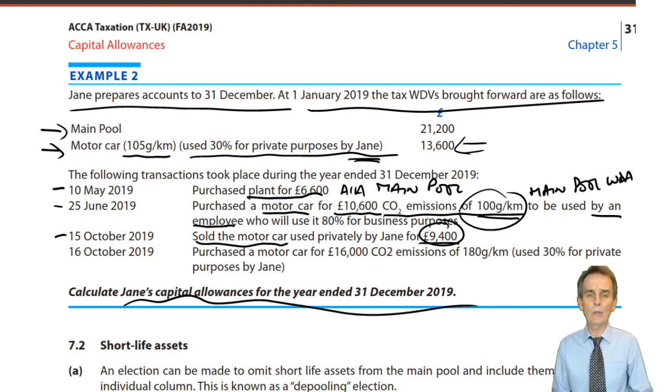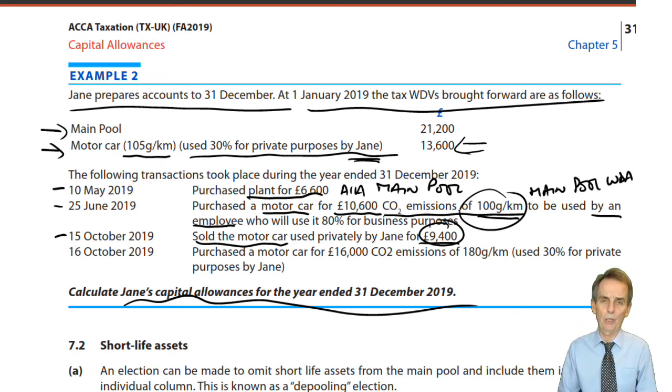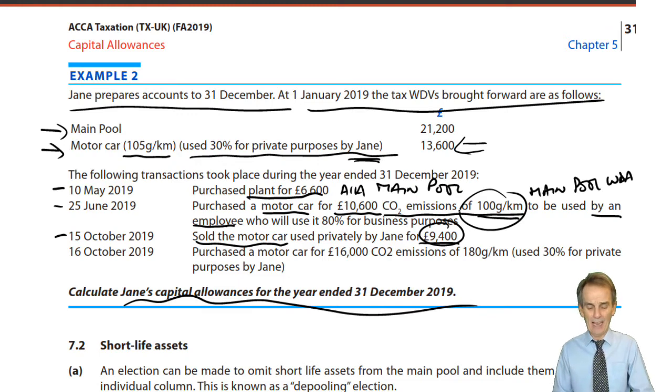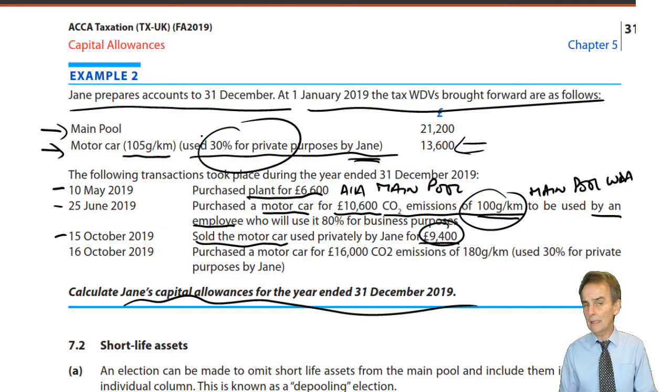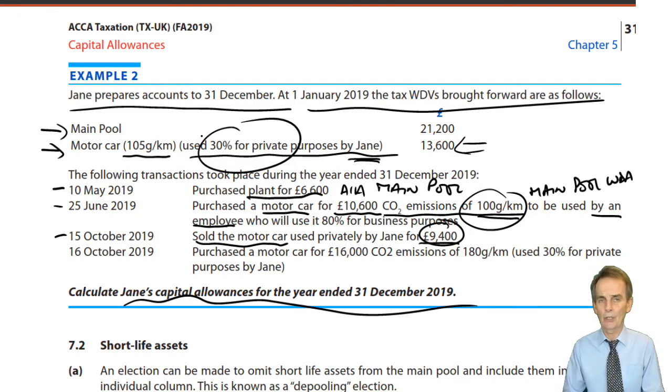But of course, remember, when we show it on our computation, we have the fact that this was 30% private use, i.e. only 70% business use. And that means, therefore, that we're going to have to restrict the available balancing allowance to just the business use proportion. More of that in a moment.